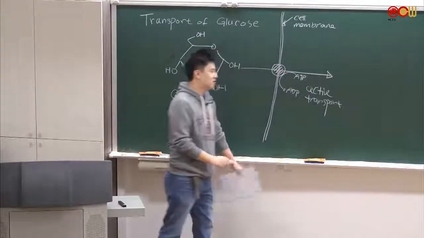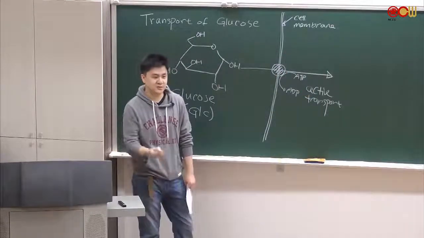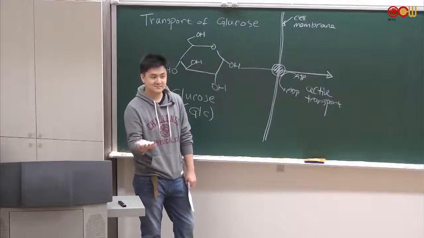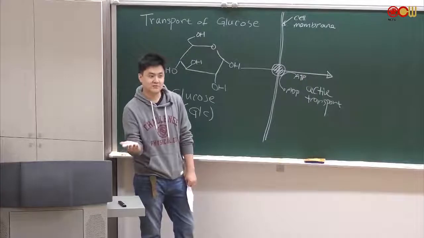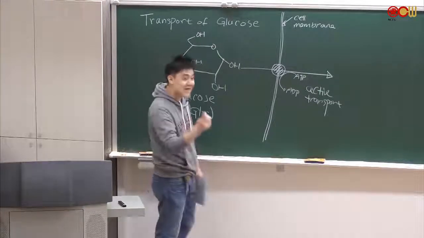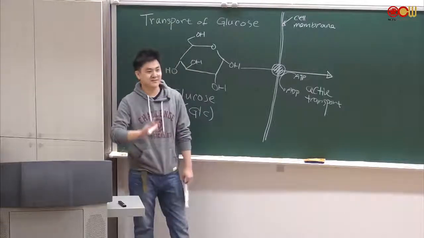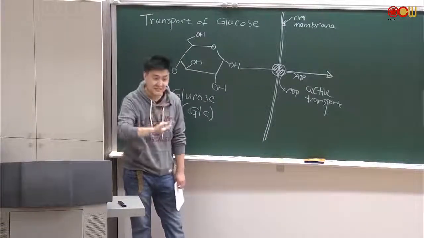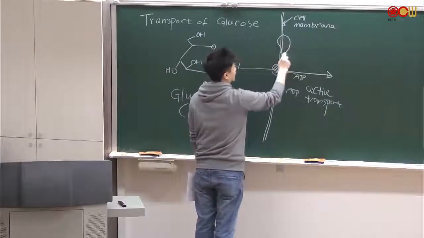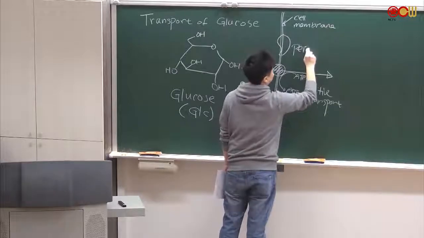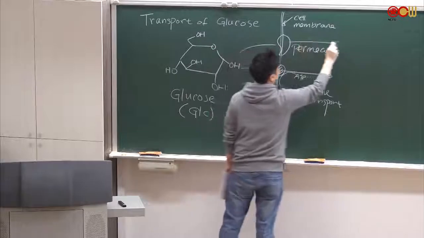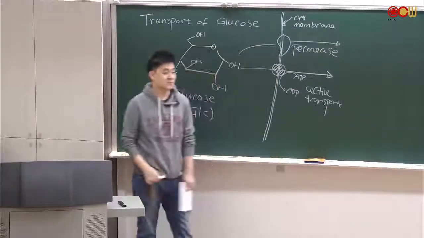Can glucose come in without using active transport? Maybe? Yes, it can. Remember we talked about three types of facilitated transport, and one of them was this thing called a permease. So glucose can also come in using a glucose permease.